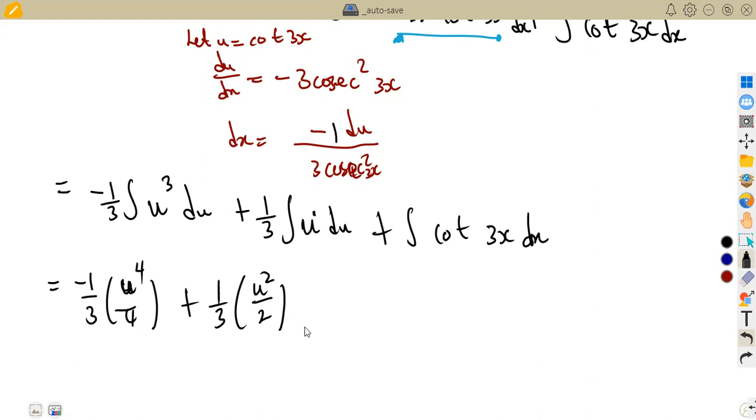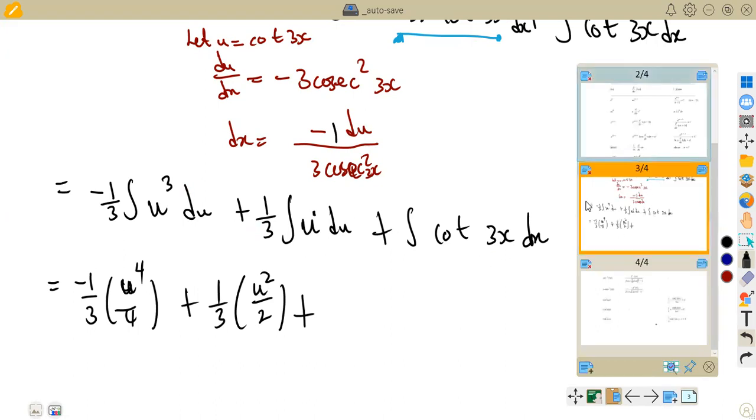All right, plus the integral of cot 3x. So for you to integrate cot 3x, you are going to need the formula sheet. Let me see if I have that part. If I don't, then I'm just going to write it down for you guys. I want you to see exactly how you're going to take it from your formula sheet.